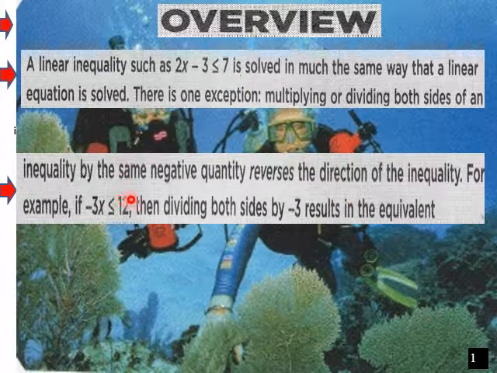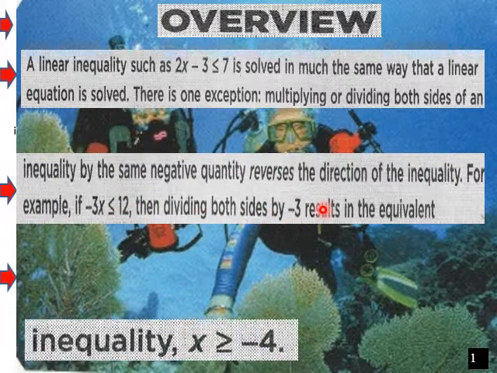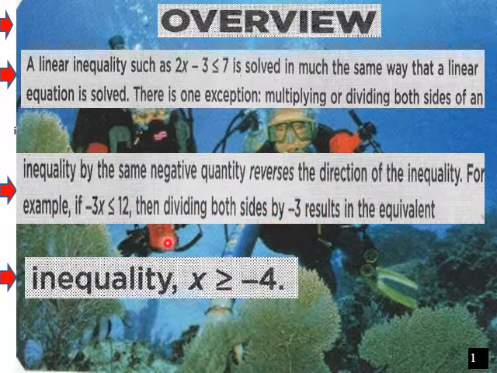For example, if negative 3x is less than or equal to 12, then dividing both sides by negative 3 results in the equivalent inequality where you change the sign around, and x is greater than or equal to negative 4.